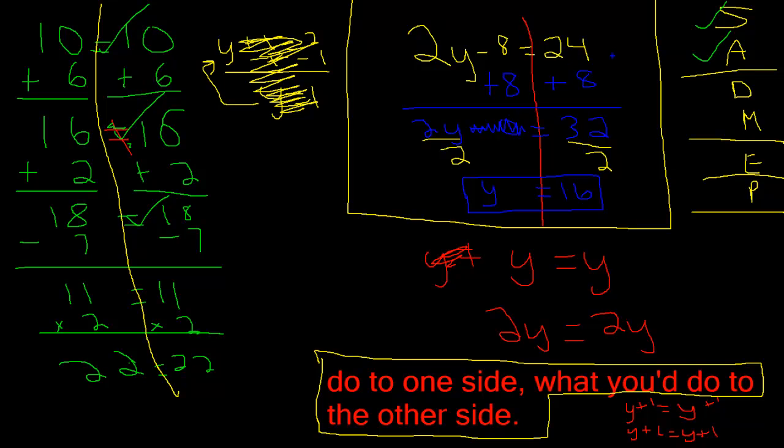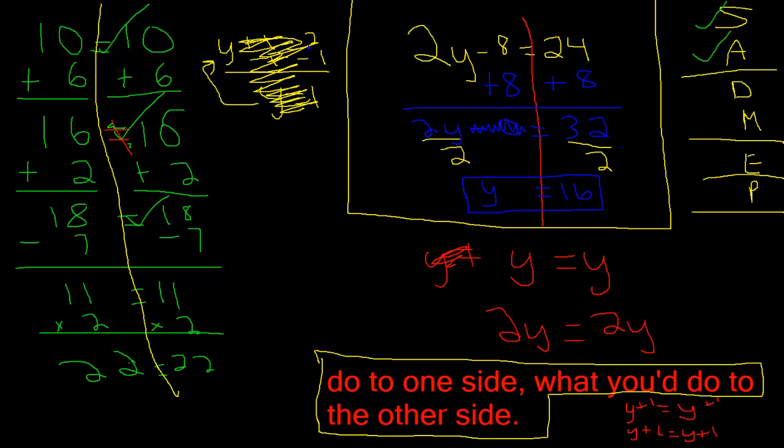2y minus 8 equals 24. That's great. My answer is y equals 16. And let's look through this one more time. We use this when we're going in the opposite order of solving two-step equations. Why? Because it just works.